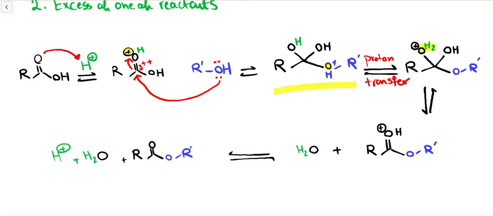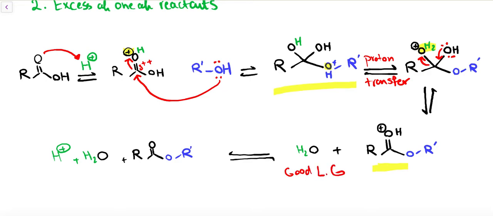So now that we have a very good leaving group, the electrons on this oxygen are going to push out this water, and this is the intermediate that we're going to get. So this is our ester plus water, which was our leaving group. So this is a very good leaving group.